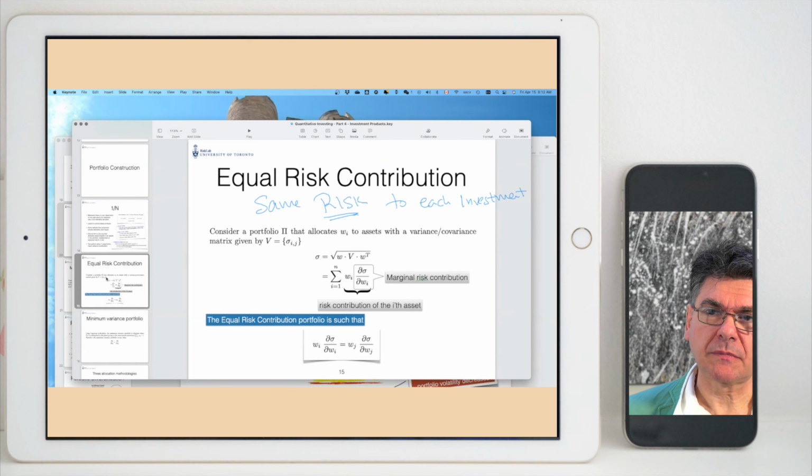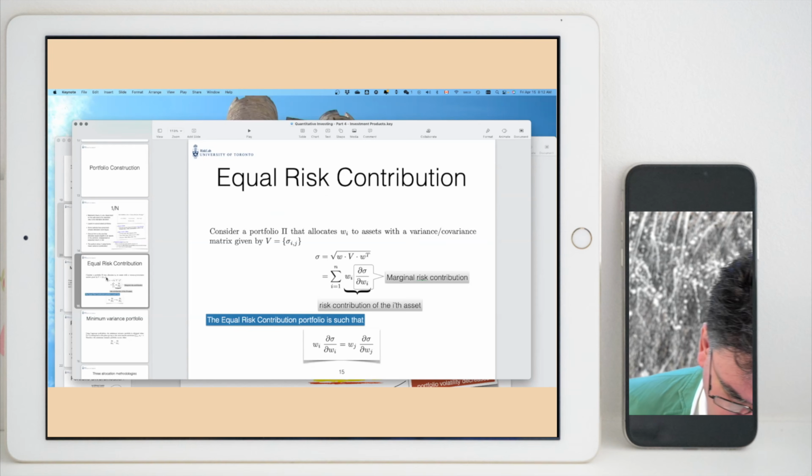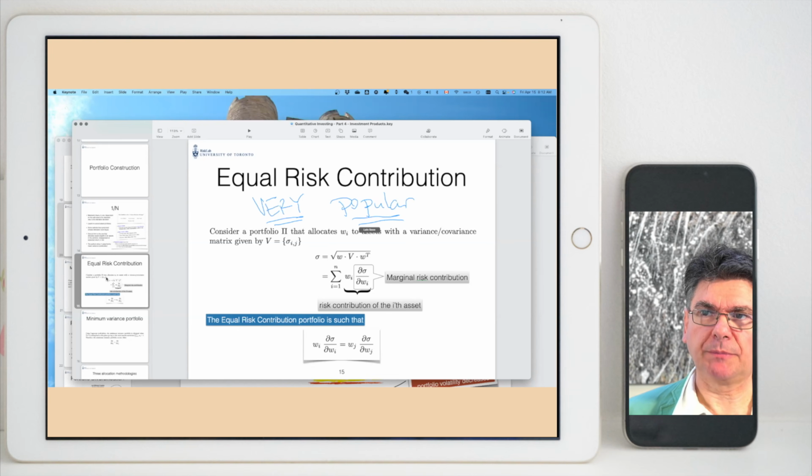Okay? And some people like this. I have to say that this is very popular. Very popular. It works well, and it's done by people who believe in the standard deviation and do not believe in the expected return.